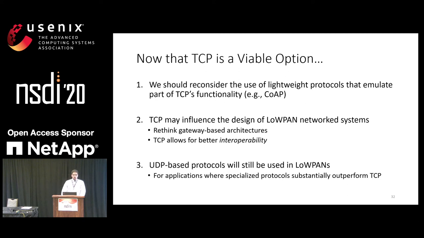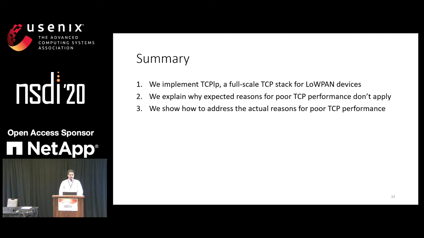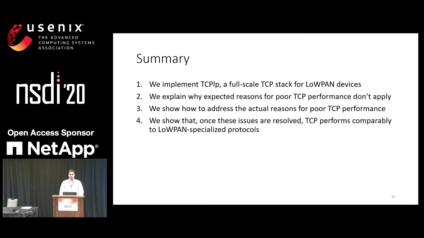Finally, I'd like to mention that UDP-based protocols will probably still have a place in LoWPANs, but one more similar to their role in the rest of the internet, where particular applications that need or would benefit significantly from finer grain control over their transport can use UDP, whereas TCP will be used in the common case. So in summary, we implement TCP-LP, a full-scale TCP stack for LoWPANs. We explain why the expected reasons for poor TCP performance don't apply. We show how to address the actual reasons for poor TCP performance. And our overall conclusion is that TCP can perform comparably to LoWPAN specialized protocols.